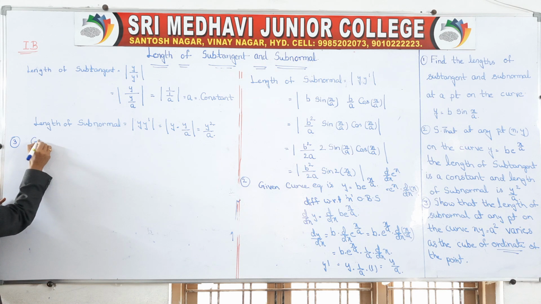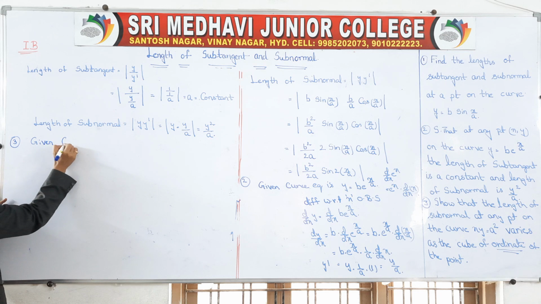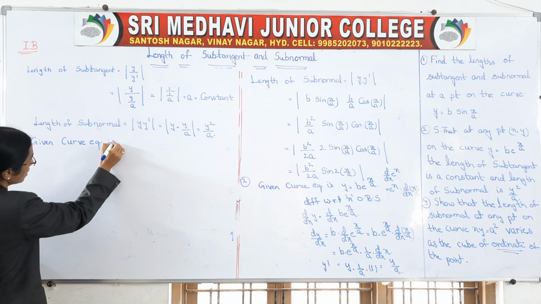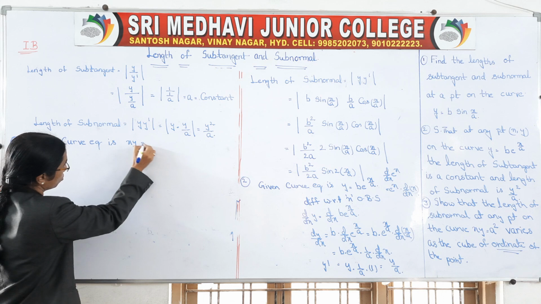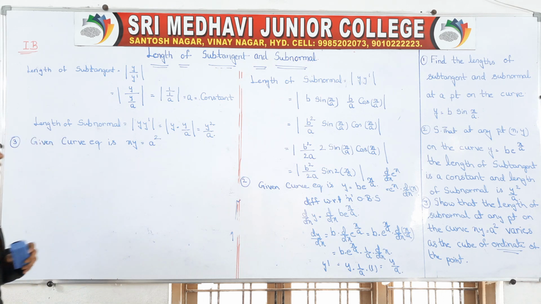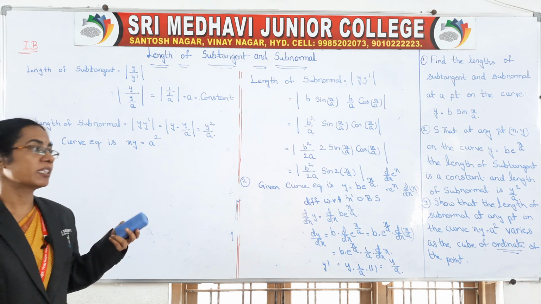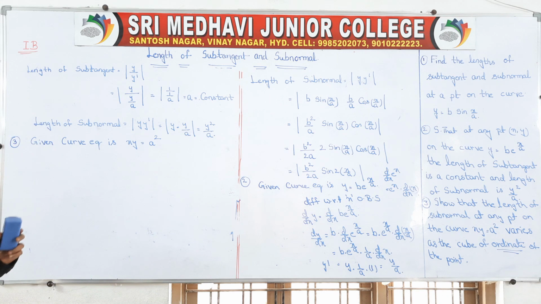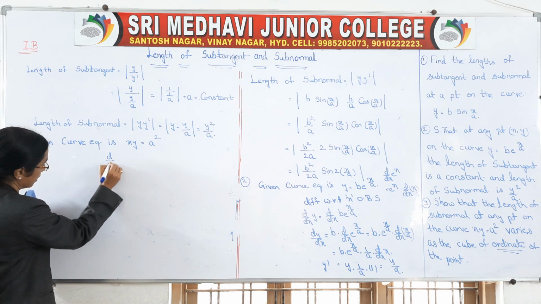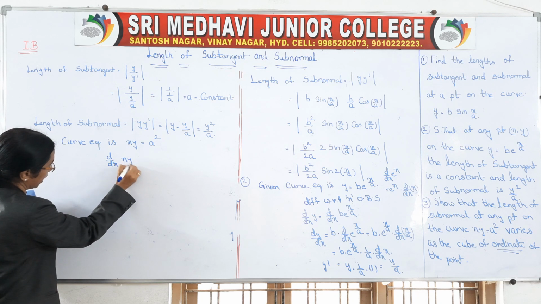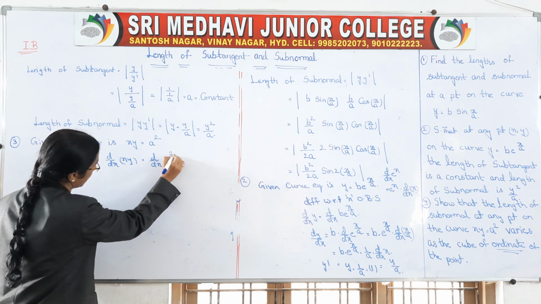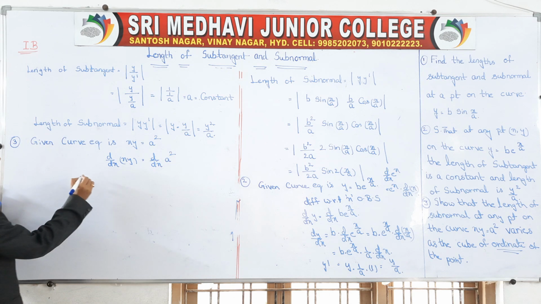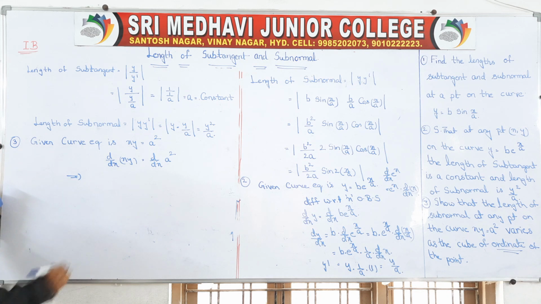So write down the given curve equation. What is the given curve equation? It is xy is equal to a square. Okay, so to write the length of subnormal, we want y dash. So come on, differentiating with respect to x on both sides. d by dx of xy is equal to d by dx of a square. So how can we write this value?